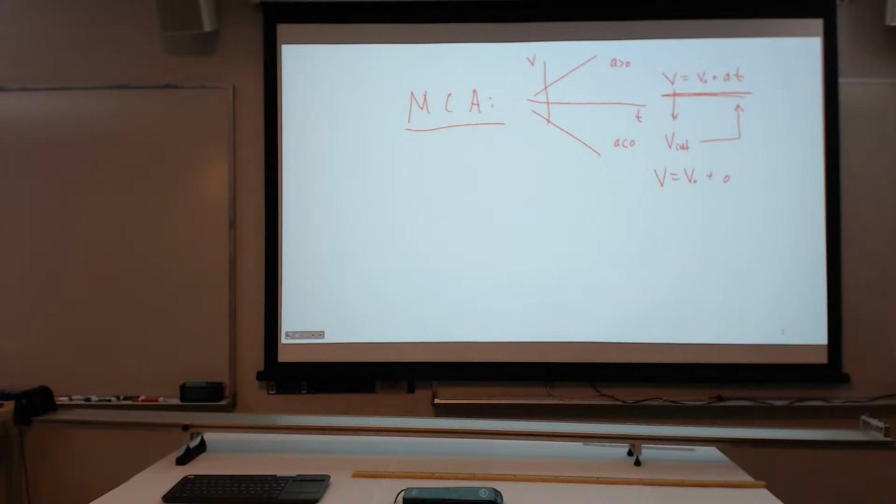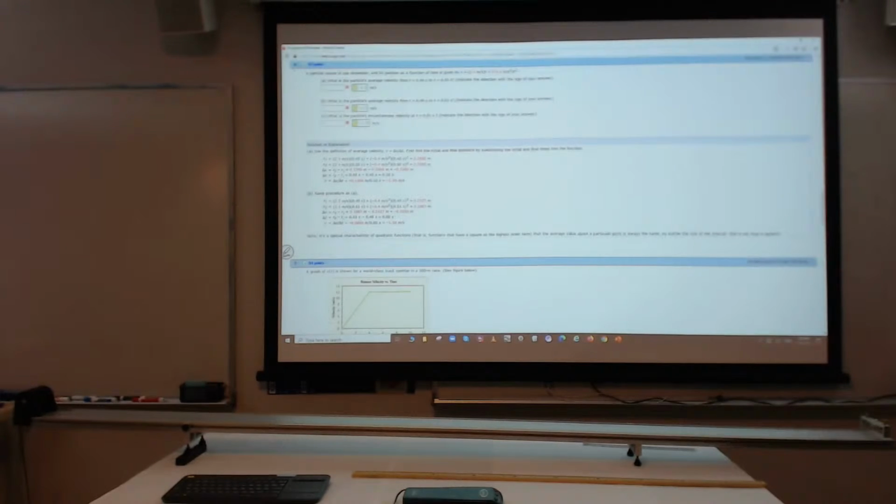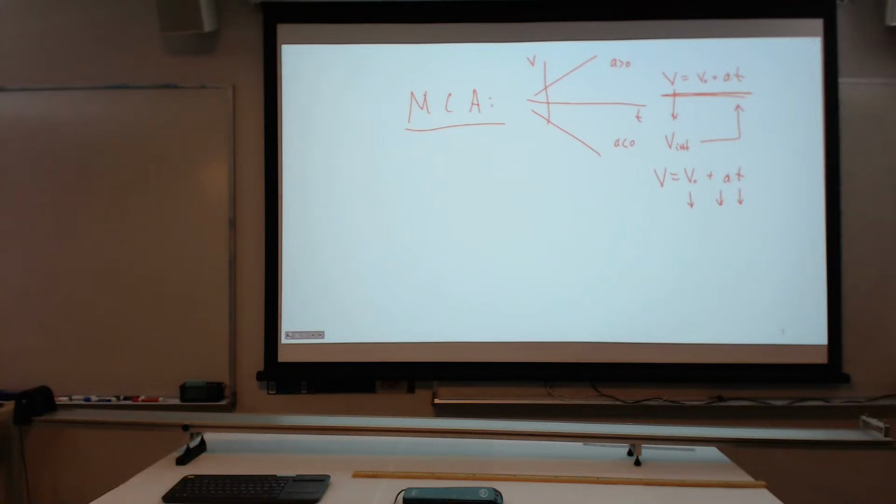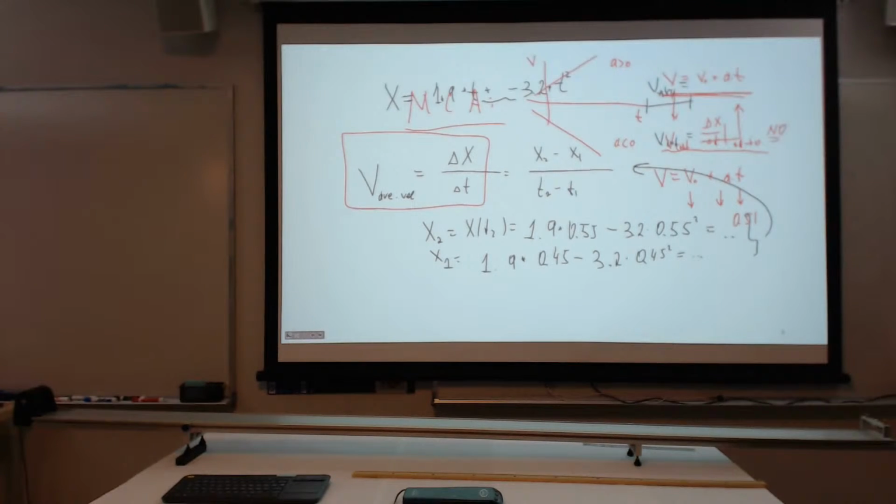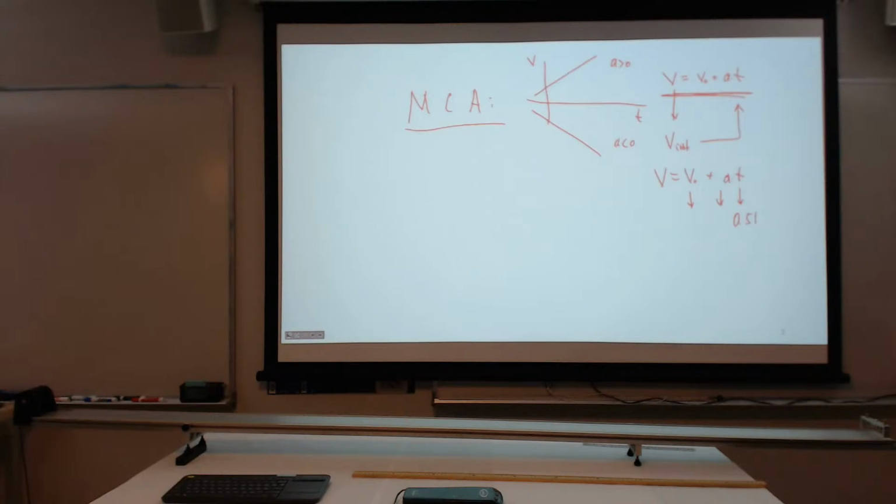To calculate instantaneous velocity, you need to know three numbers: initial velocity, acceleration, and time when you need to calculate. Do you know the time? Yes, we do know the time. It's 0.51 seconds. Okay, so this is done. Do you know acceleration? Yes, it's negative 3.2 divided by 2, multiplied by 2, so negative 6.4. And the initial velocity is just 1.9. So x is equal to 1.9t minus 3.2 t squared.